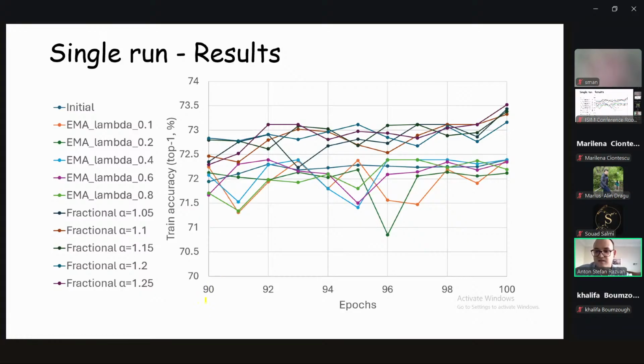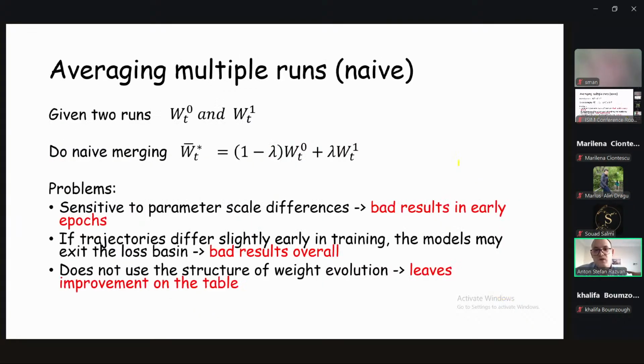So from the 19th epoch to the 100th epoch, basically every model that I've tried to do fractional calculus on is better at the end than the naive way of averaging. So for free, I can gain 1% in accuracy just by modifying the equation that I do the weight averaging on. But for a more complicated method, maybe I want to average multiple runs, so the hyperparameter runs.